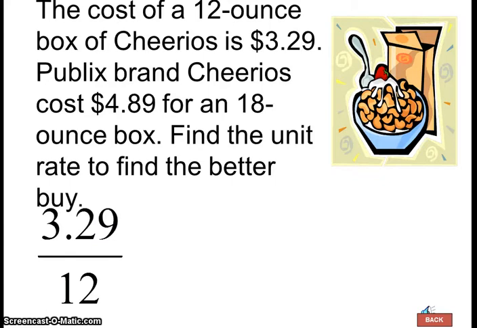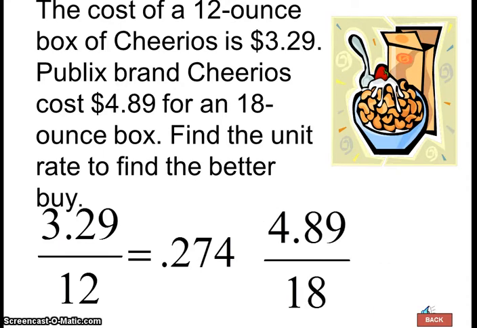So I would find the cost per ounce, and then compare the two to see if it's a good buy or not. It costs $3.29 for a 12 ounce box, so what's it cost for 1 ounce? It's about 27.4 cents. Now, the grocery store brand, the Publix brand, is $4.89 for that bigger box, which is 6 more ounces, 18 ounces. When I work out what it costs for 1 ounce, it's 27.1 cents. So this grocery brand is a bit cheaper, but not a whole lot cheaper.